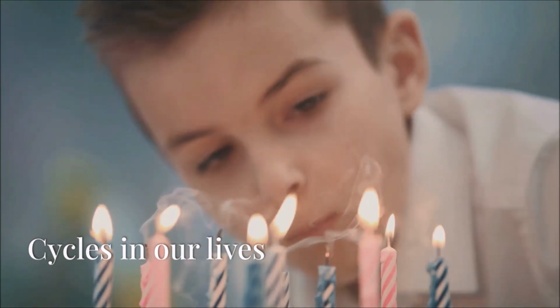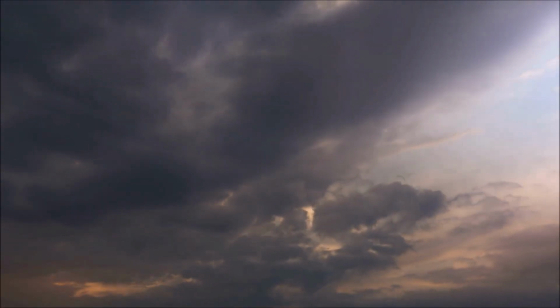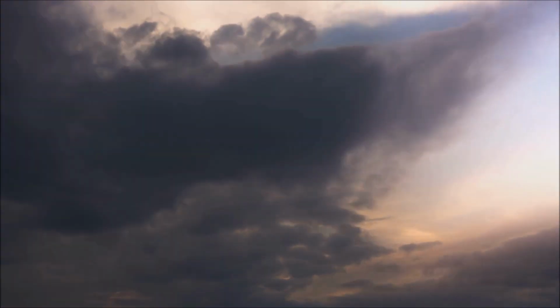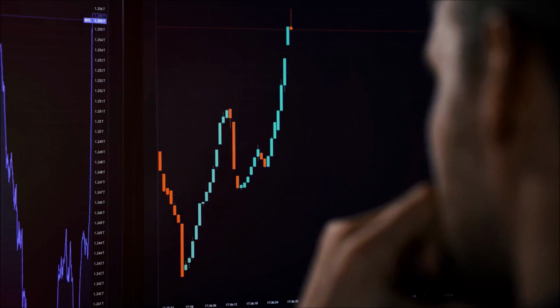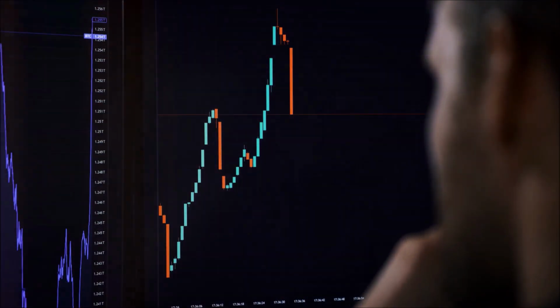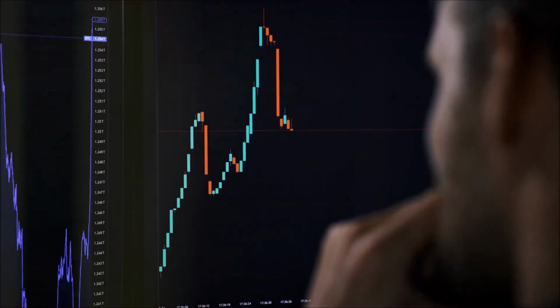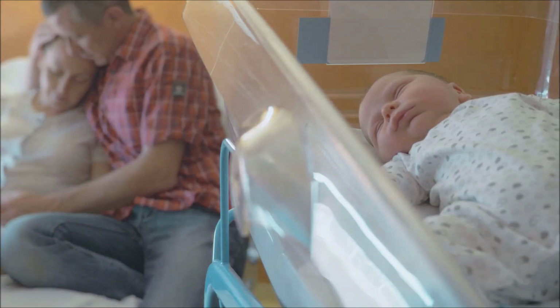The principle of cycles also extends into our personal lives. Our lives are governed by various cycles that influence our well-being and behavior. Biorhythms are cyclical fluctuations in our physical, emotional, and intellectual states. These cycles follow a predictable pattern, helping us understand why we might feel energetic one day and lethargic the next. These rhythms begin at birth and continue throughout our lives.